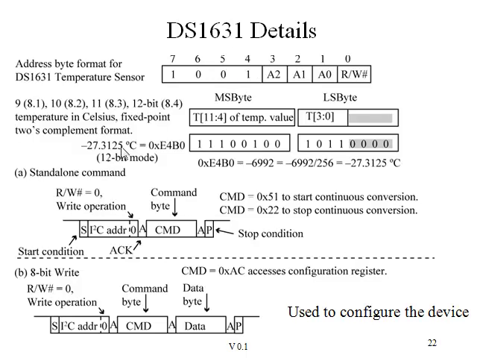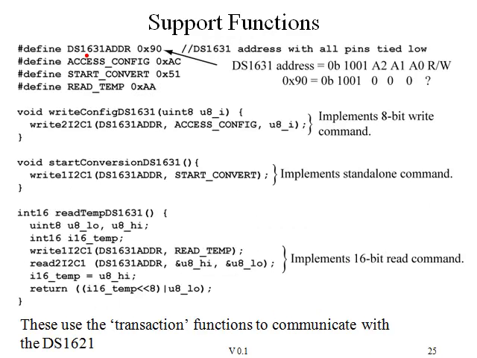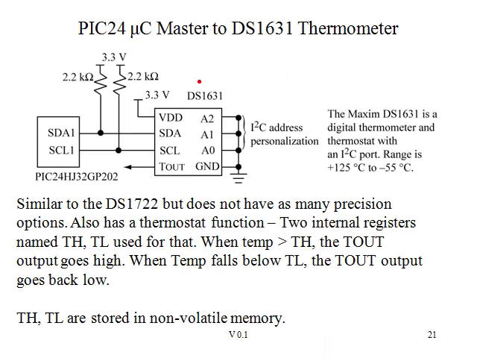First, we'll do the standalone command to start continuous operation. This is just a 1-byte write. We send the address, 1 byte indicating a hex 51 start continuous, and a stop. To do that, of course, we need to know what the address of the DS1631 is. We'll define it as hex 90, the device type 1001, 3 zeros based on pulling the 3 address pins to ground per our schematic right here.